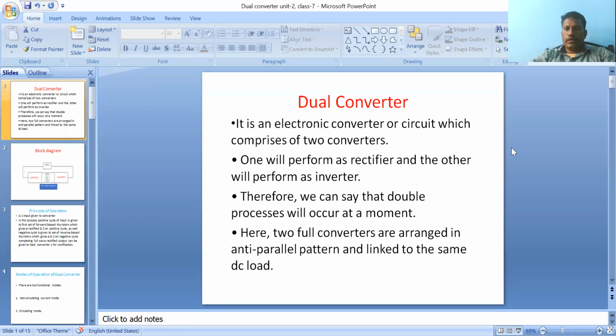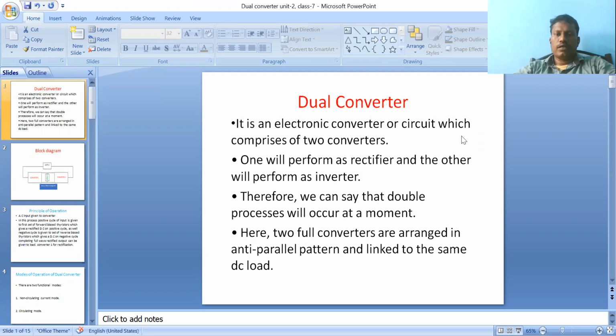Today we're discussing the dual converter. The circuit has two converter circuits. One is a rectifier, another one is an inverter. So what is a rectifier? A rectifier converts fixed AC to variable DC. An inverter converts fixed DC to variable AC voltage. So these are the two definitions.